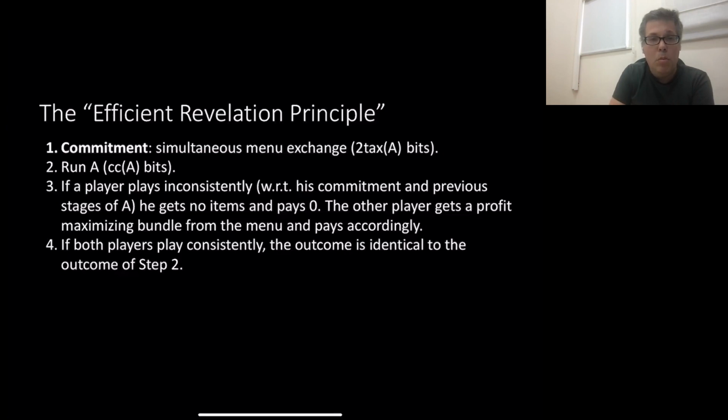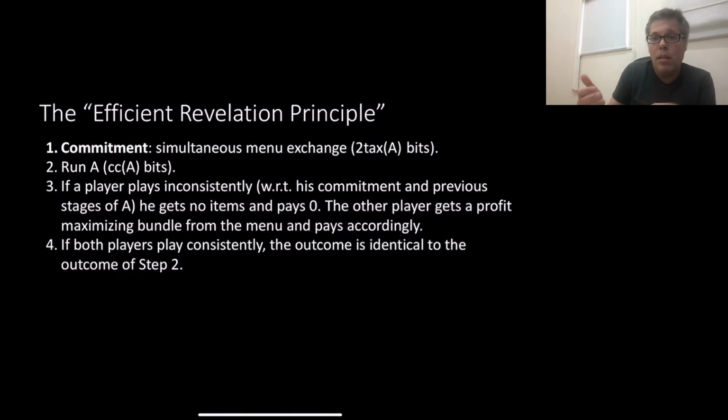We're simply going to run the algorithm. Again, that's going to take, by definition, the communication complexity of the mechanism. And then, if everyone plays as we expected, we get the right answer, and we didn't pay too much in the communication complexity. But it might be the case that a player might play inconsistently.